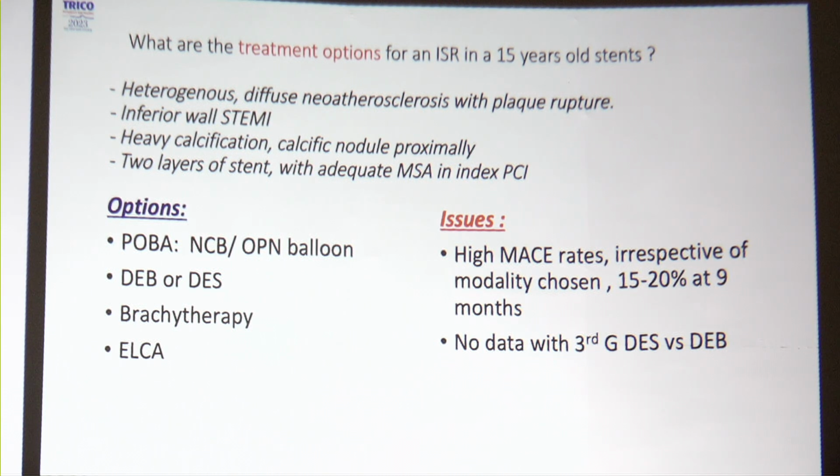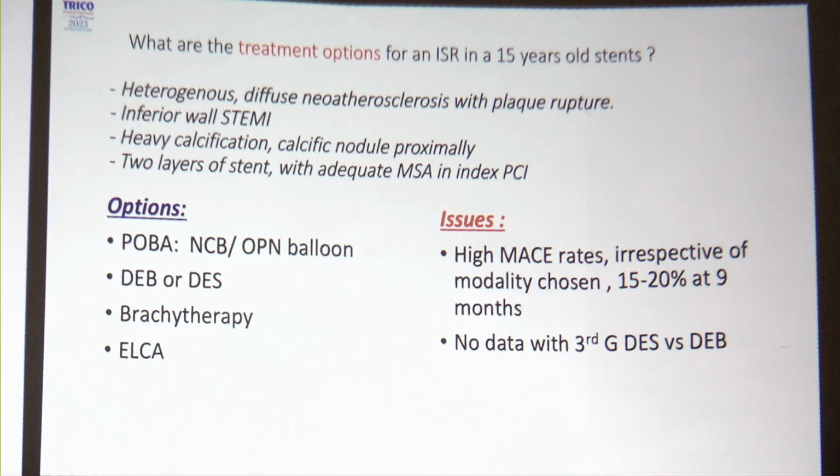And that curve tends to diverge as time passes, so recurrent event rates are much higher. And with 2 layers, of course, almost always someone says that no third layer should ever be given because recurrence rates are very high. But what do you do for this kind of patient? All studies have been done with 2nd generation stents. We don't have any data with 3rd generation DES versus DEB.